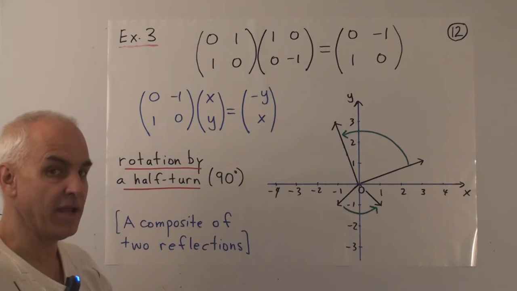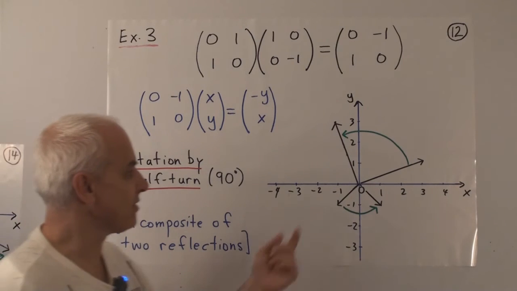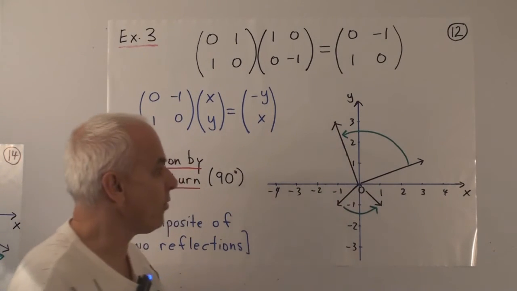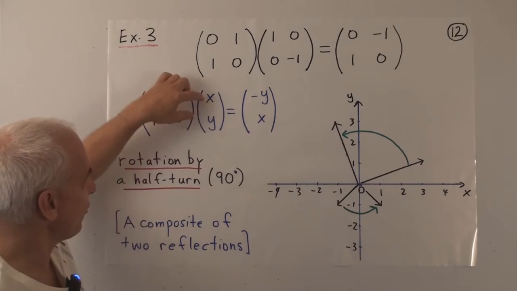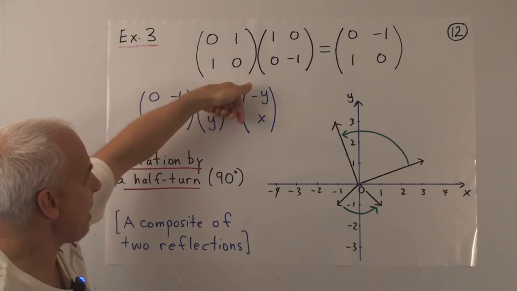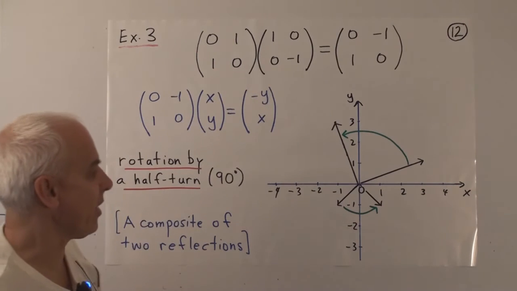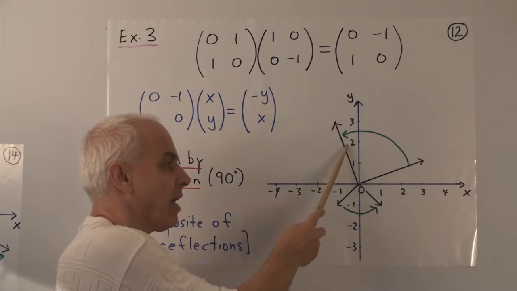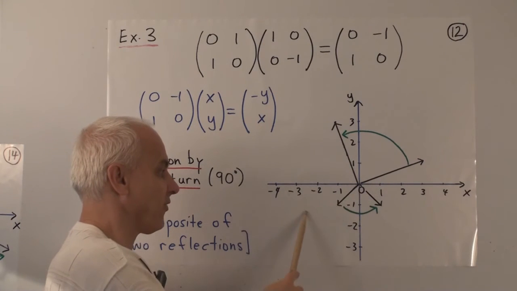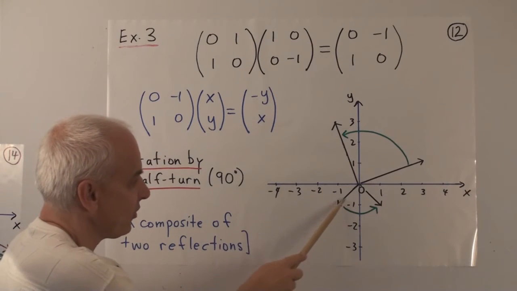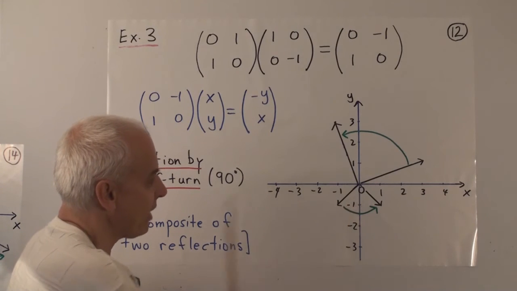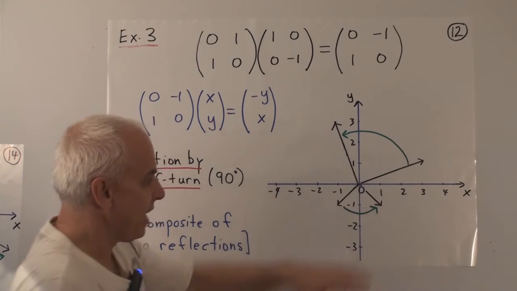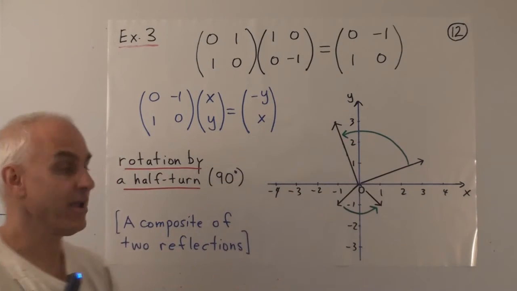If we do it again this time, we would not get back to where we started. If we did it again to minus 1, 3, we would get, let's think, if this was minus 1 and this was 3, we would get minus 3, minus 1, which would be down here. This is a rotation by a half turn, or 90 degrees. What does it do to the vector minus 1, minus 1? It sends it to the vector 1, minus 1, another rotation. Everything is rotated by 90 degrees.